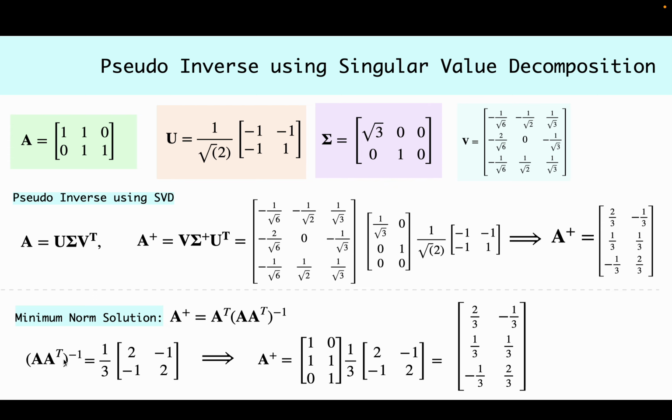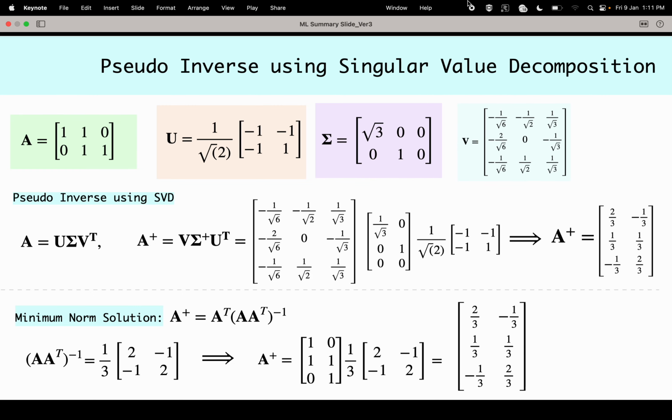So in this way, when you compute A transpose and multiply with A transpose, you get the same solution. So the minimum norm solution and SVD result in similar answers. It's just that SVD-based inverse is applicable for all matrices, whether it is fat, tall or square, whether it is full rank or not full rank.